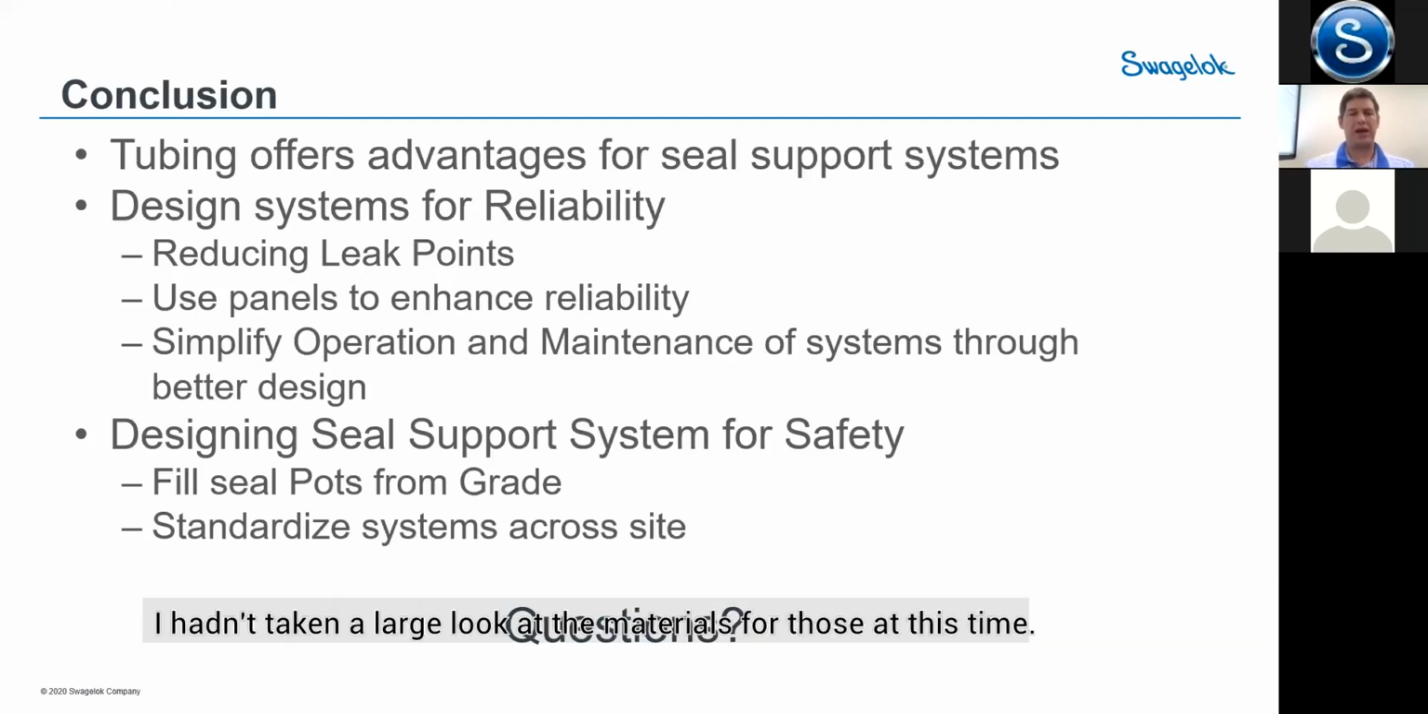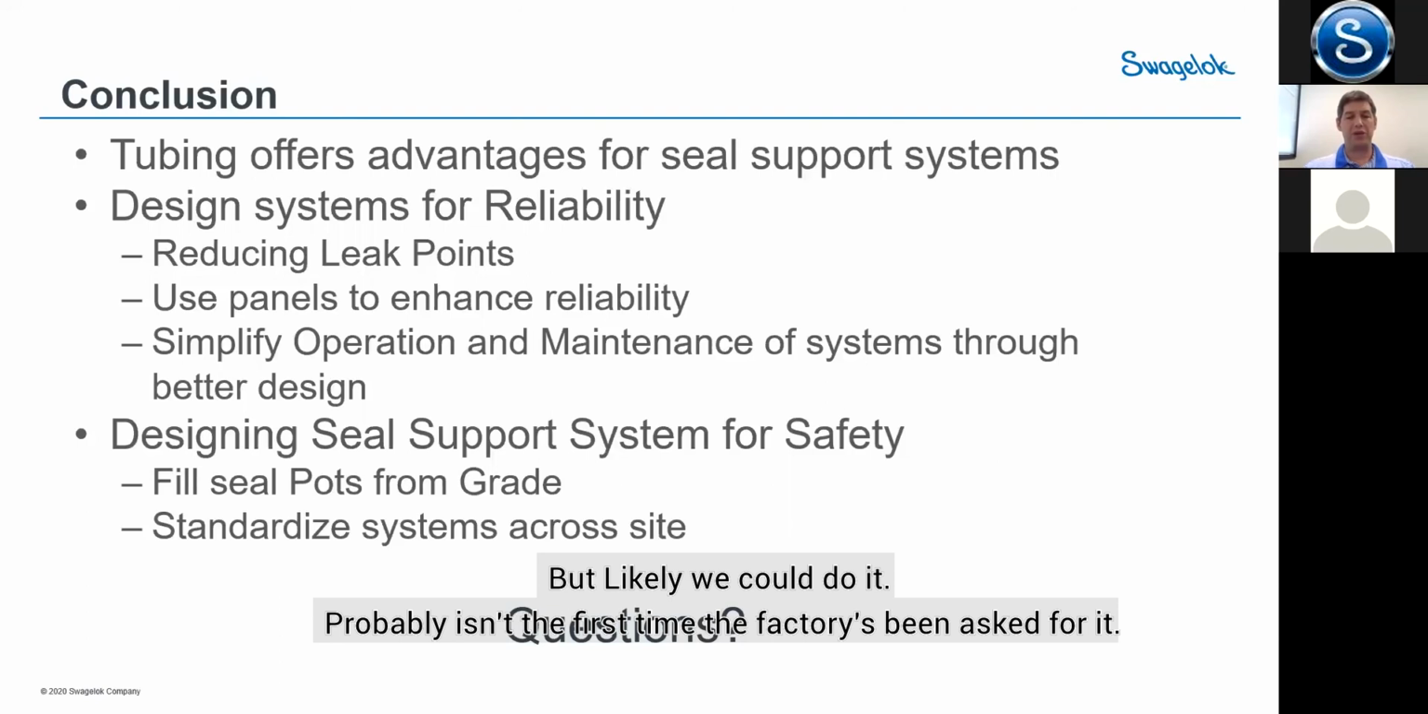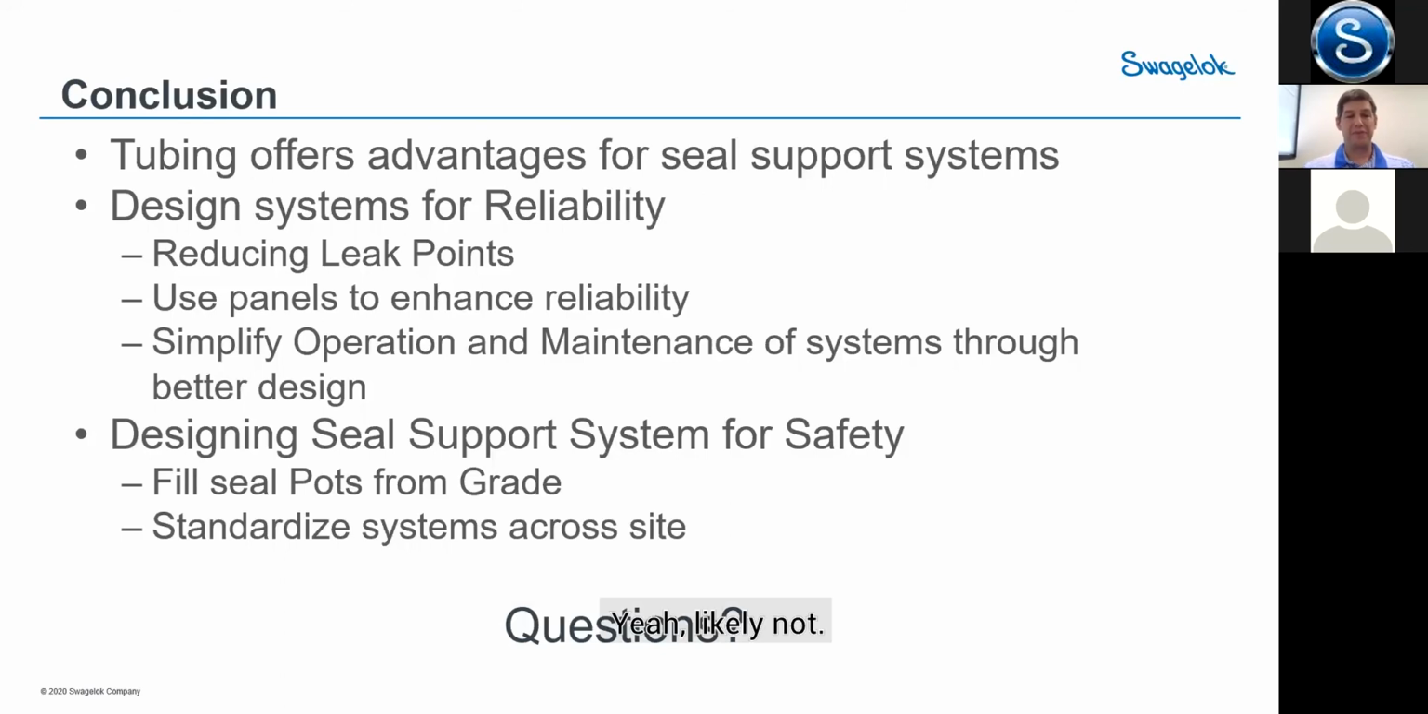Yeah, I hadn't taken a large look at the materials for those at this time, but I have seen them in duplex and, like you said, Monel, but I'm not sure about Inconel. But likely we could do it. Probably isn't the first time the factory's been asked for it. Yeah, likely not. Anything else? I do not see anything else at this time.